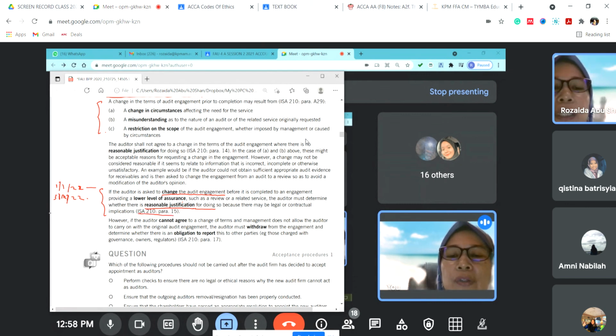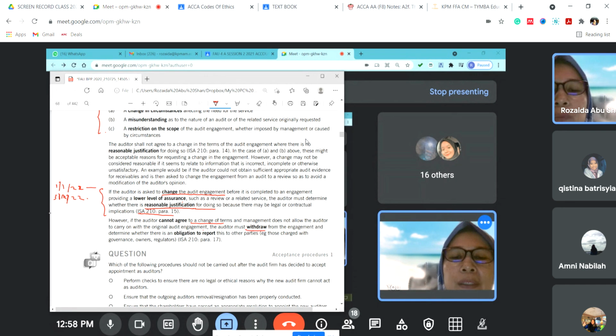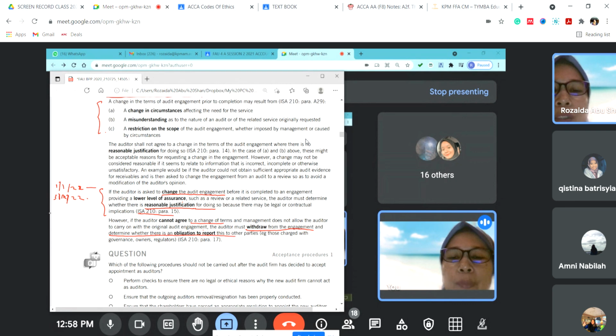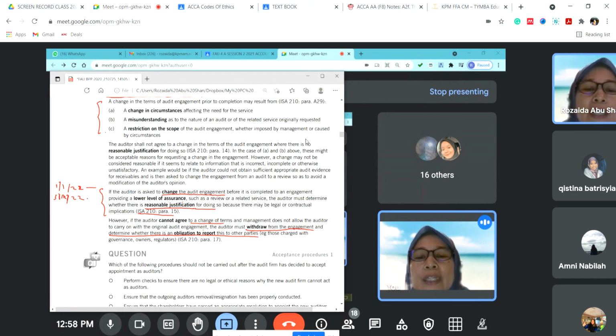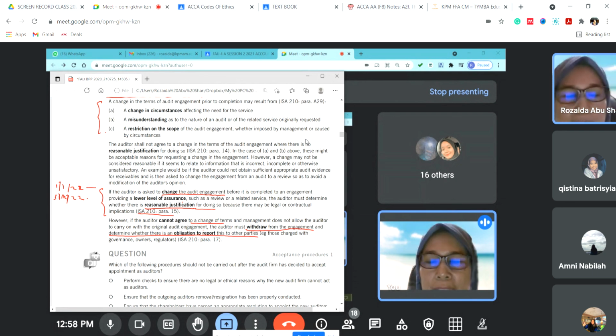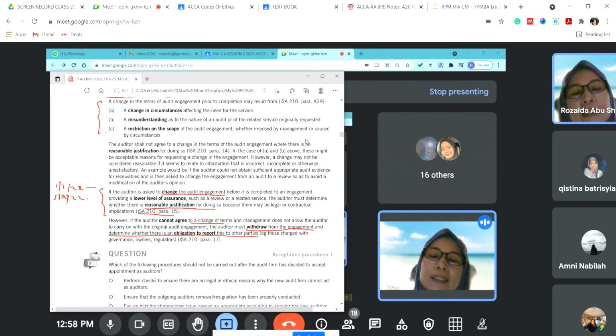However, if the auditor cannot agree to change the terms and management does not allow the auditor to carry on with the original audit engagement, the auditor must withdraw from the engagement and determine whether there is an obligation to report this to other parties. Okay, so that's what you do. Okay, clear? So if the auditor cannot agree to a change and management does not allow the auditor, then the auditor has to stop the engagement. So you have to withdraw from the engagement.